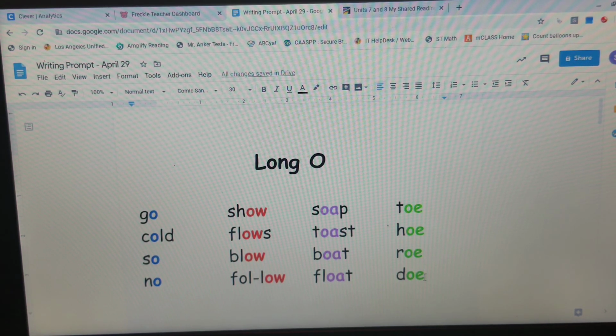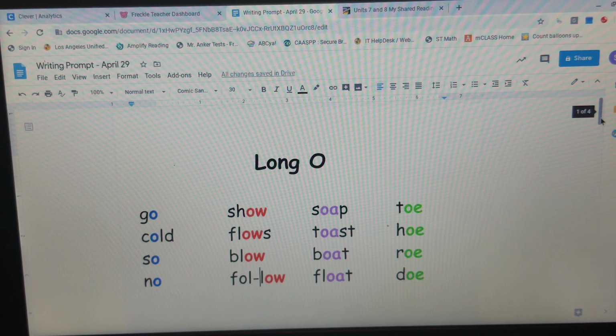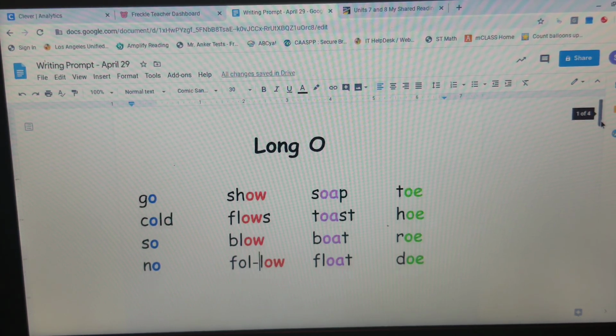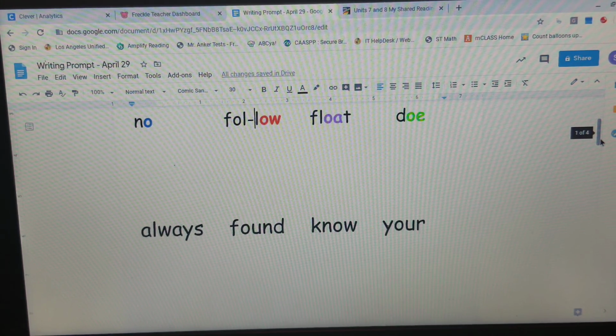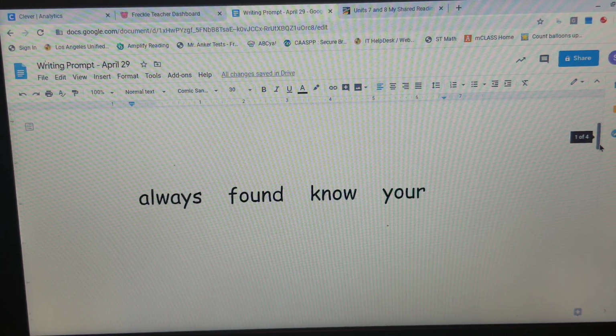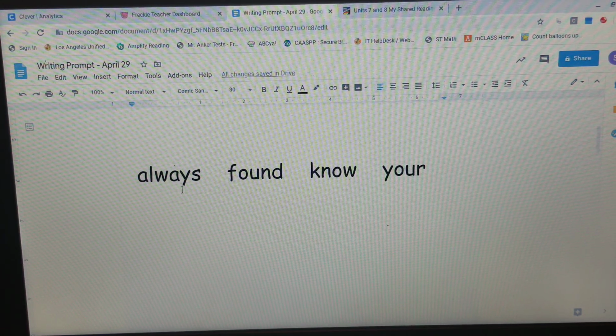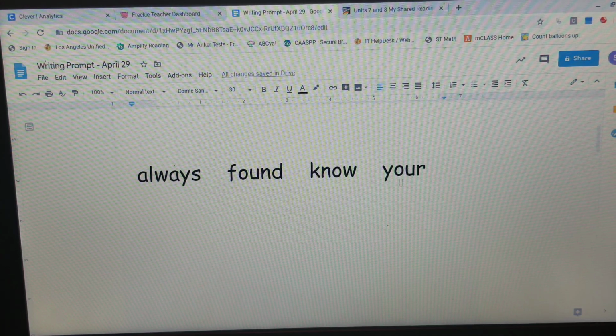Good job. Those are our spelling words for the week. The spelling that we concentrated on was long O. Our high frequency words, words that we see often when we read stories, are always, found, know, which means to understand, and then your.